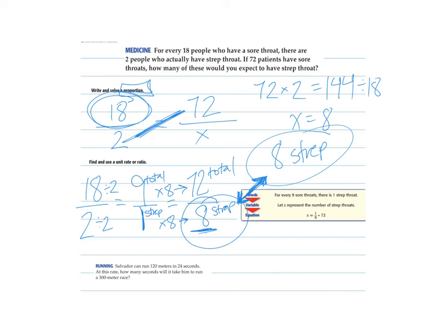Okay, and then the last one we're going to look at, it says Salvador can run 120 meters in 24 seconds. At this rate, how many seconds will it take him to run a 300-meter race? Again, we could do either unit rate or we could do cross products. So I'm going to say he can run 120 meters in 24 seconds. And I'm going to set that up to 300 meters. And I want to find out right here how many seconds it's going to take him to run 300 meters.